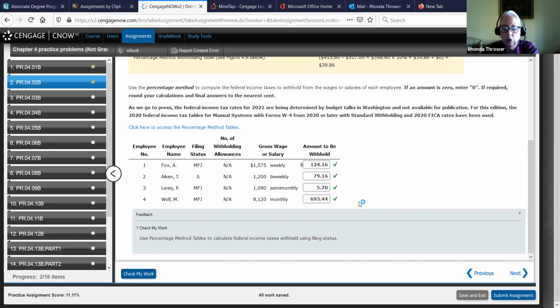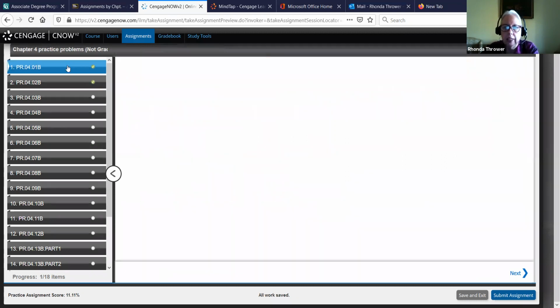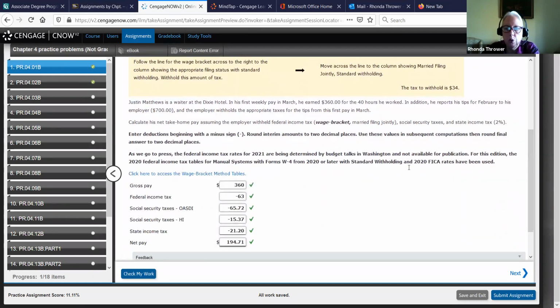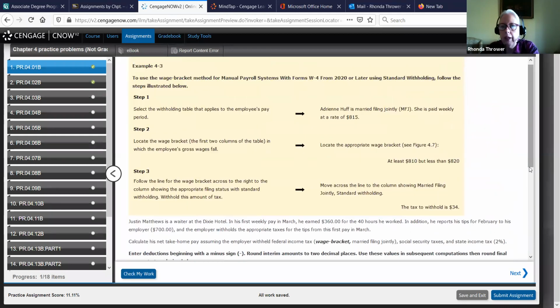Again, what we've learned today is how to calculate federal income taxes using the percentage table and also using the wage bracket method that we did for number one. And that's all I want to talk to you about today.